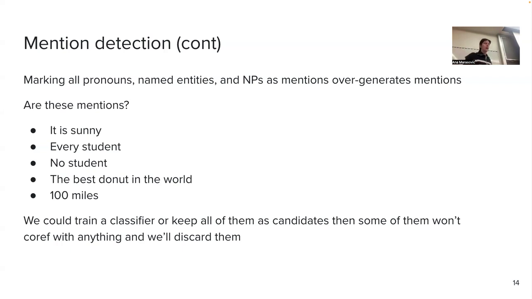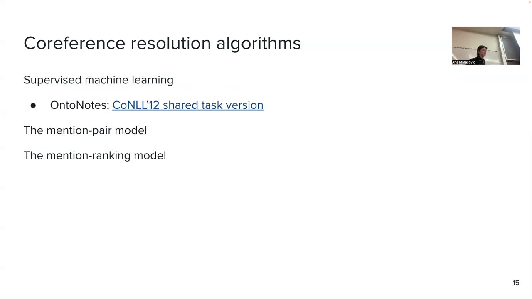So one idea we could do is to over-generate these mentions and then train a classifier to decide whether something is really a mention or not from a set of candidate mentions. Or we can keep them all as candidates, then run our algorithm for clustering them, and then some of them won't co-refer with anything and we'll discard them. And we'll say these are not mentions of something that co-refers with anything else in the text. So these are the options we can do for mention detection.